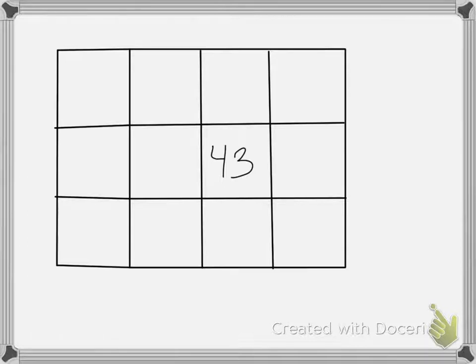So I know 43. If I go to the left, I get smaller, so it would be 42, and then left of that would be 41. To the right of 43, I would have 44. Now I know when I have the numbers above and below, the number that changes is the first number. The second number stays the same. So I'm going to have something with a 4.